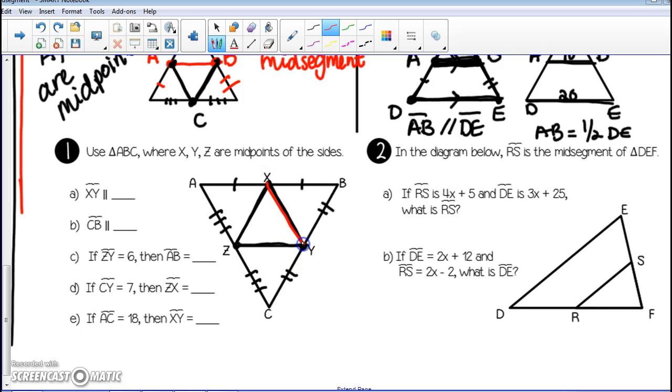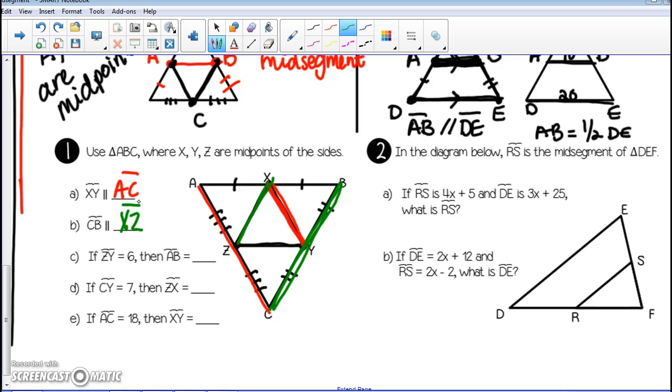It says XY, which is right here, labeled in red, is parallel. So it's the midsegment between AB and BC, so it's parallel to the third side of the triangle, which would be AC. It then says CB. So CB is here. It's parallel to the third side of the triangle for the midsegment XZ. And they obviously look parallel.